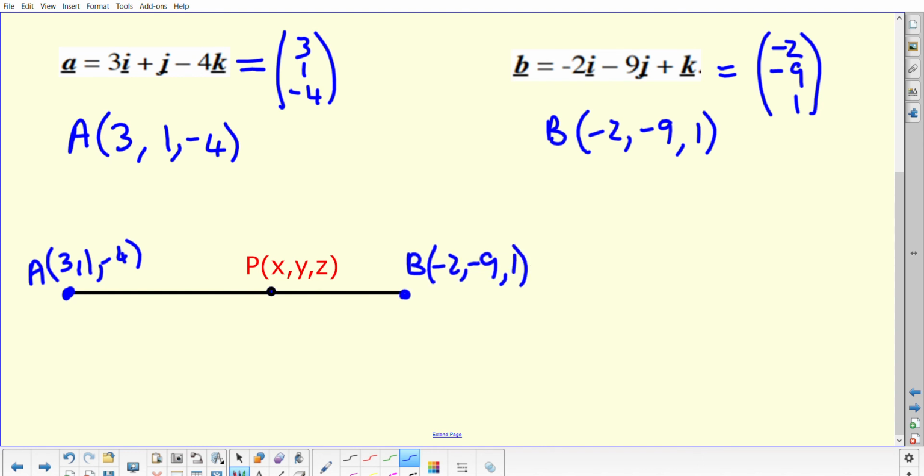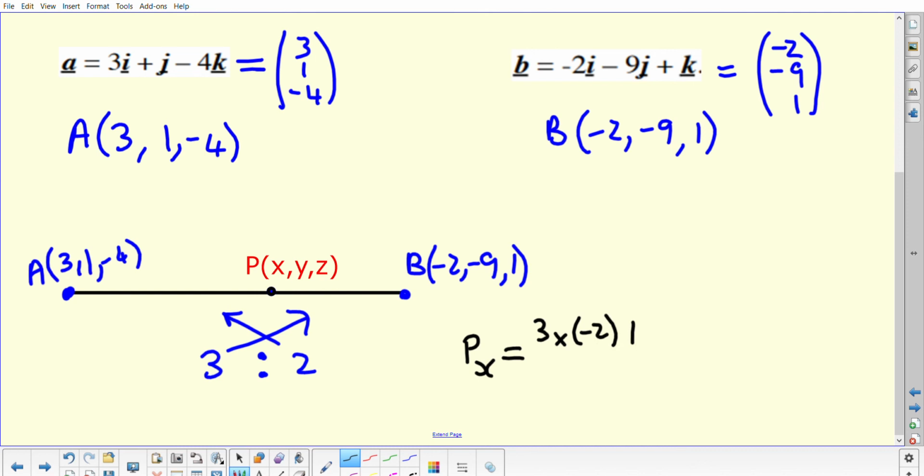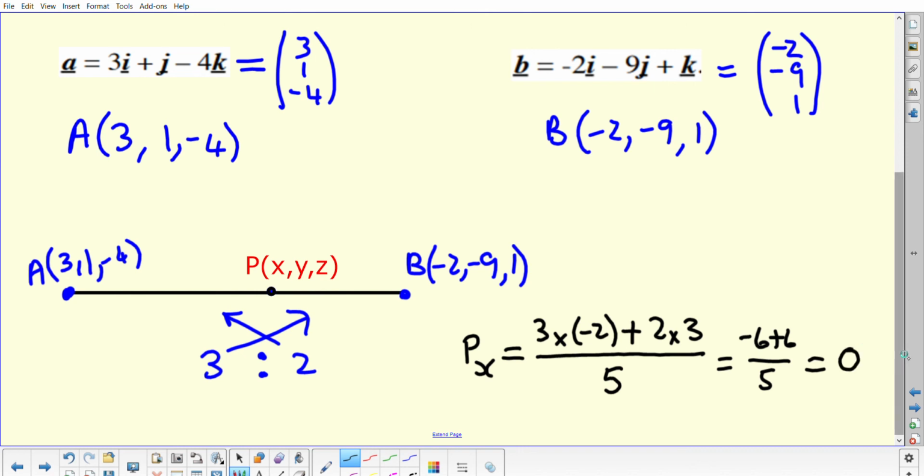So I'm going to write down my ratio underneath. This time it was being divided by 3 to 2, so your little crossover. And just to remind you that you're working out the x coordinate for P by doing 3 times the minus 2 plus 2 times the 3, and that's all over. Now this time the bottom of my fraction needs to be 3 plus 2, total of 5 pieces for that. So I end up on the top of that with minus 6 plus 6 over 5, that's clearly 0 over 5, which is going to give me 0.